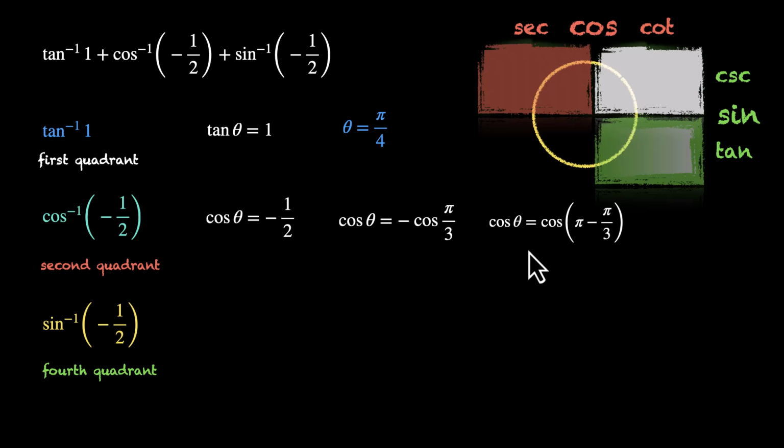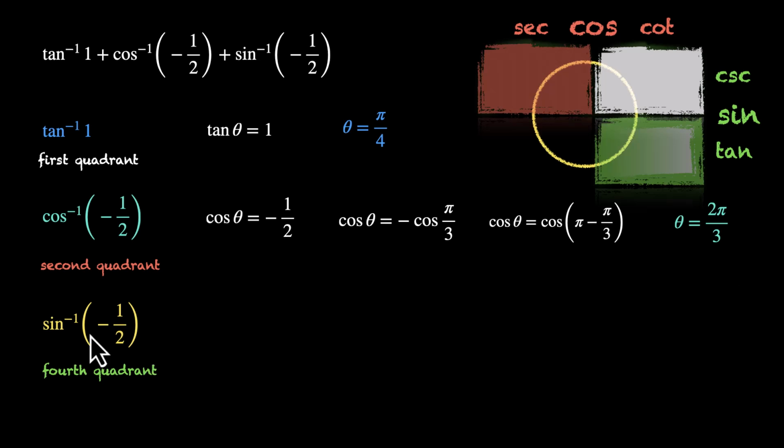So if we compare, we can see that theta is equal to pi minus pi by 3 or 2 pi by 3. This angle is in the second quadrant. Cos of 2 pi by 3 is equal to minus half. So the principal value for cos inverse minus half is equal to 2 pi by 3.